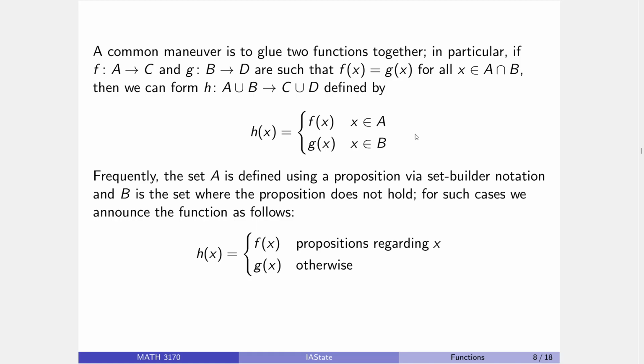So I want to say proposition, not propositions. I'm changing that typo, but I haven't changed the other ones, I've noticed. So another way these are usually announced is you've got your f of x, where that's some proposition regarding x, and then g of x is when this doesn't happen. And note there would be no overlap between those sets, so you don't have to worry about it.